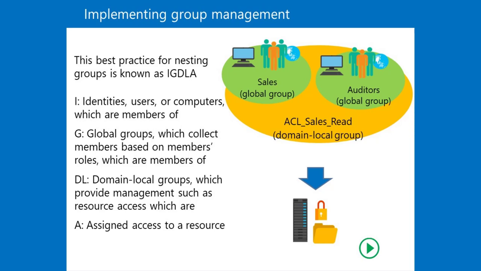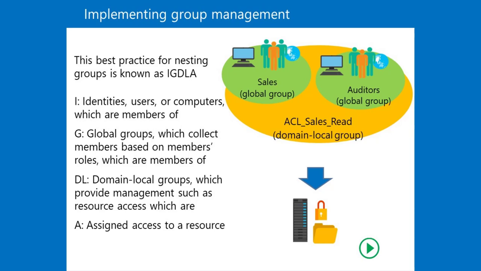Identities, user and computer accounts, are members of global groups, which represent business roles. Global groups, also known as role groups, are members of domain local groups, which represent management rules, for example, determining who has read permission to a specific collection of folders. Domain local groups, also known as rule groups, are granted access to resources. In the case of a shared folder, you grant access by adding the domain local group to the folder's ACL, with a permission that provides the appropriate level of access.